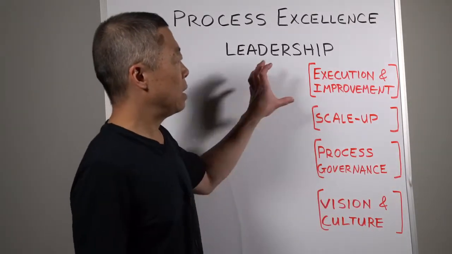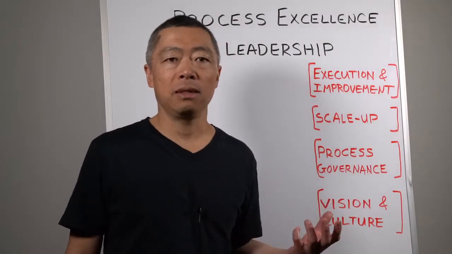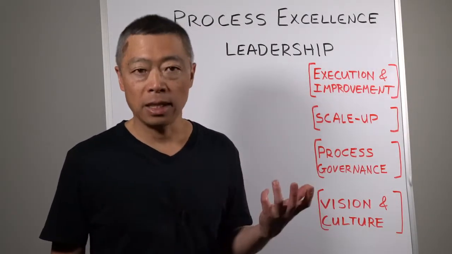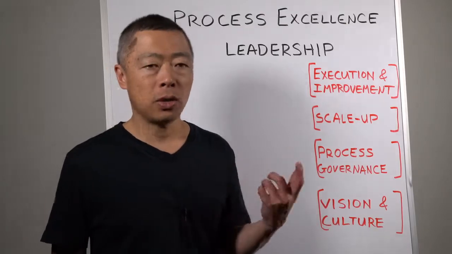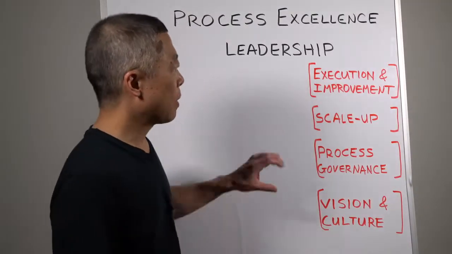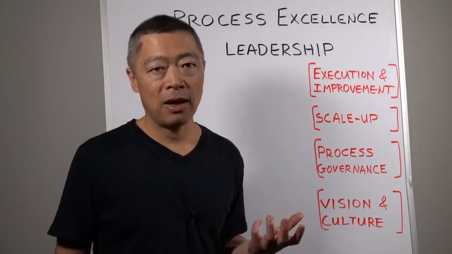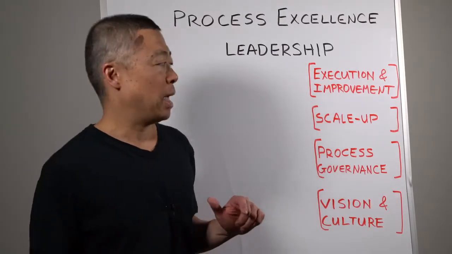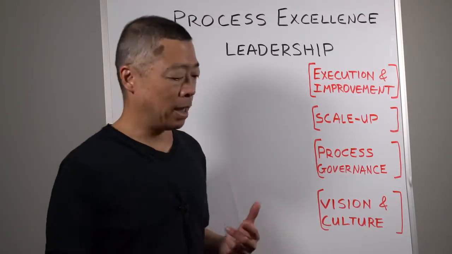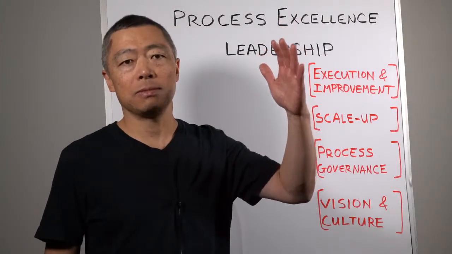And then finally, there's execution and improvement, which is executing day-to-day, minute-to-minute, the process, but also ongoing, regular, proactive root cause problem solving to improve that process. In general, this execution and improvement role is played by frontline staff and first-level managers, and then these three other roles are played by level 2 and above management and leaders.